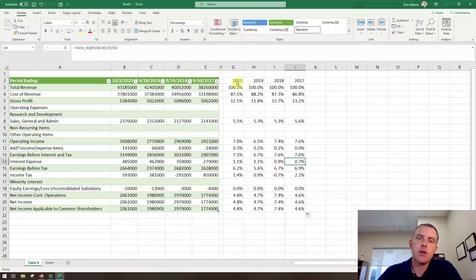And so this is vertical analysis. We're going to state everything here in terms of revenue. We're going to do it for every year, and then we can look at these percentages across the years to see what's changed.